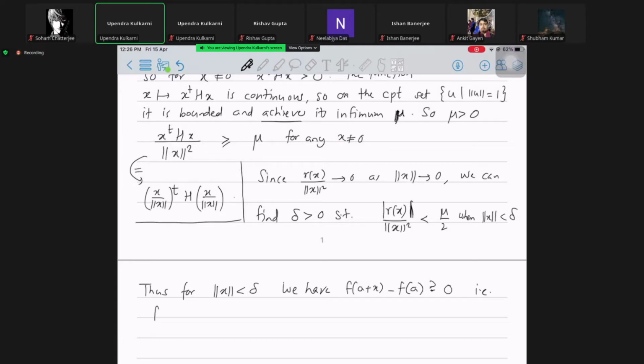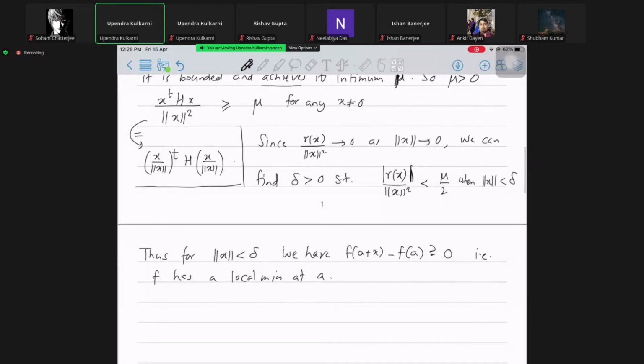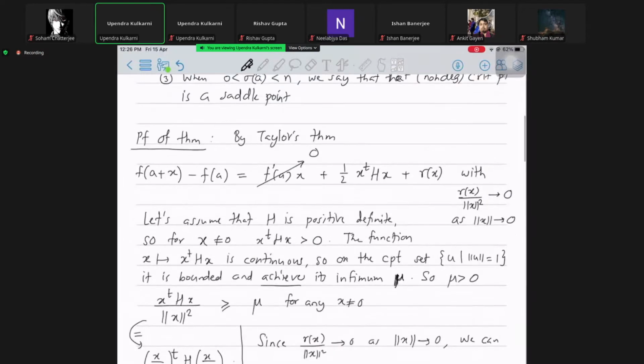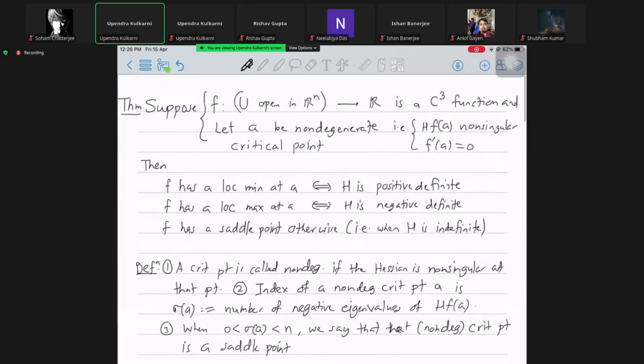I.e., f has a local minimum at a. Okay, and of course, in the other case, so let us see what the claim was. I have assumed that H is positive definite, and then F has a local minimum at A. How about the other way around? If F has a local minimum at A, do we need to prove that H is positive definite?